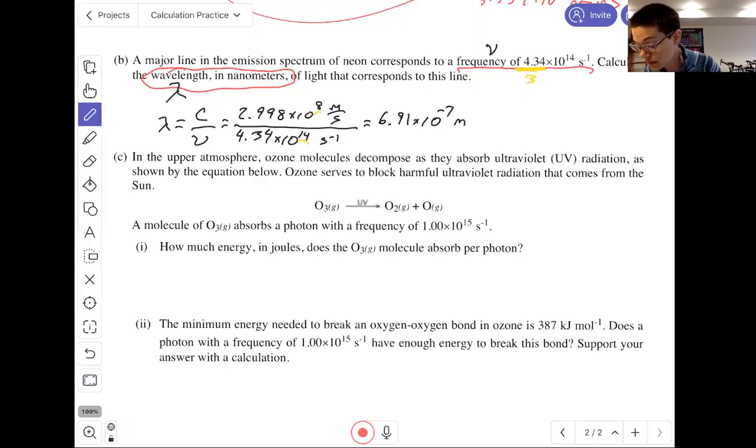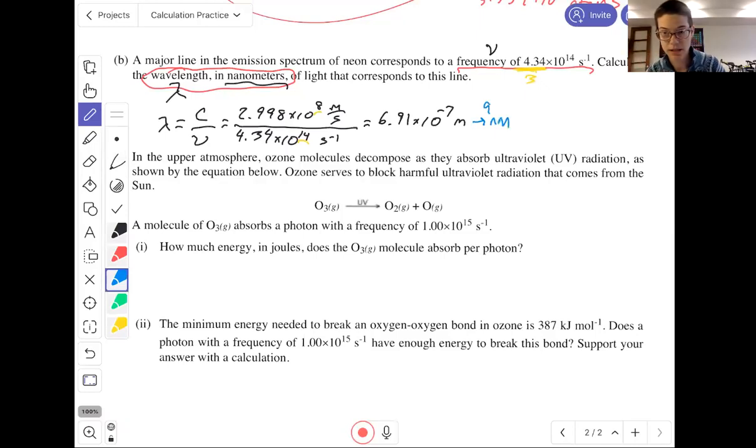But they want it in nanometers. So again, meters to nanometers is moving 9 spaces to the right. So 9 spaces bigger. All right, so that is going up 9. So that is going to give me 6.91 times 10 to the 2nd nanometers, which is 691 nanometers. Either one of those would be correct.